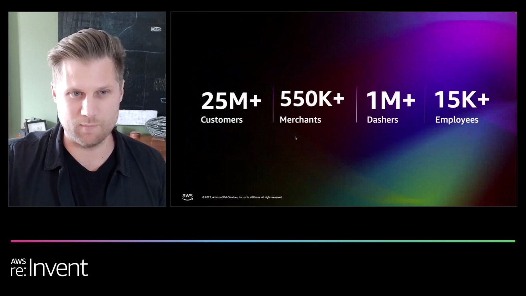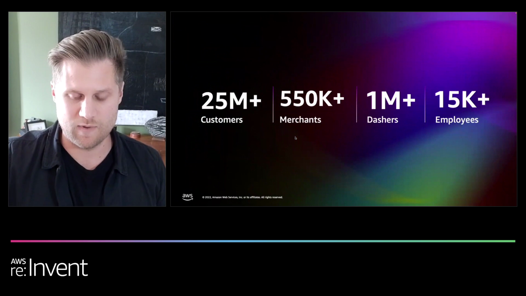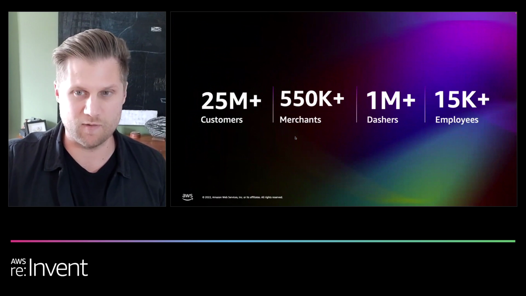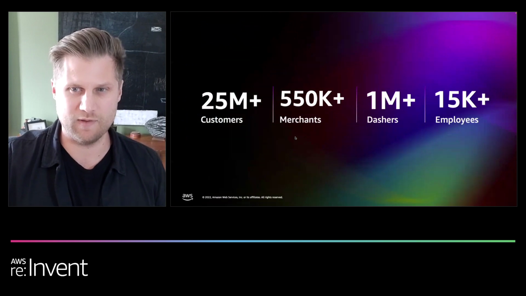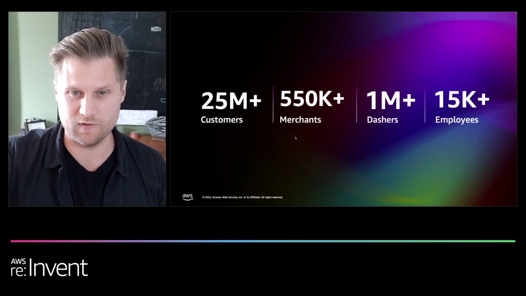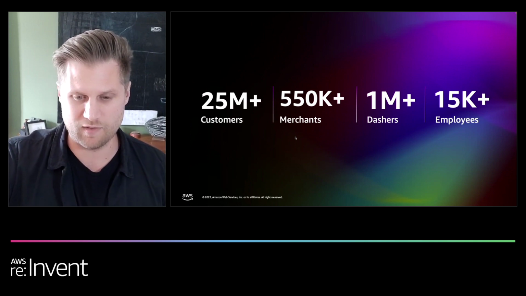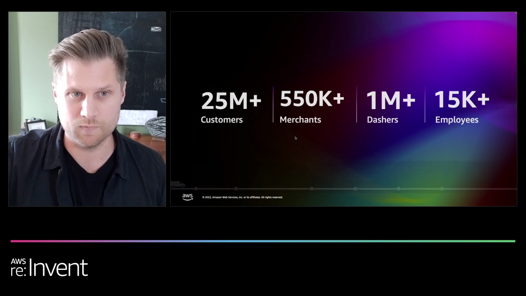We operate a three-sided marketplace that consists of our consumers, our merchants, and our dashers. We operate in various verticals, everything from food to groceries to home goods. And today we have around 25 million consumers, 550,000 merchants, and over a million dashers fulfilling delivery on the platform. And of course, none of this would be possible without the hard work of our 15,000 employees across the globe.